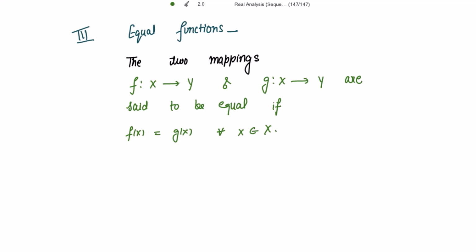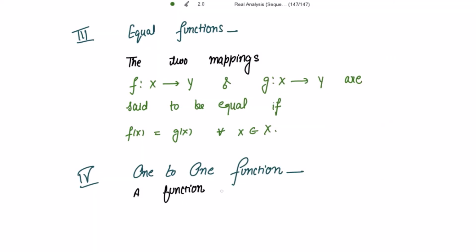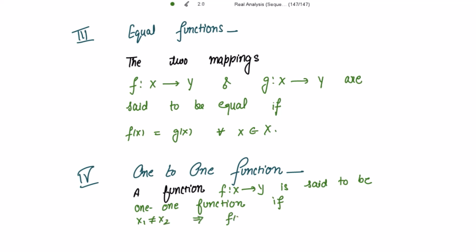Then is the one-to-one function. A function f on x into y is said to be a one-to-one function if x1 not equal to x2 implies f of x1 is also not equal to f of x2. That is, if different points of x have different images in y. What does this mean? If different points of x have different images in y, right? Or we can also say that f takes different values at different points, right?